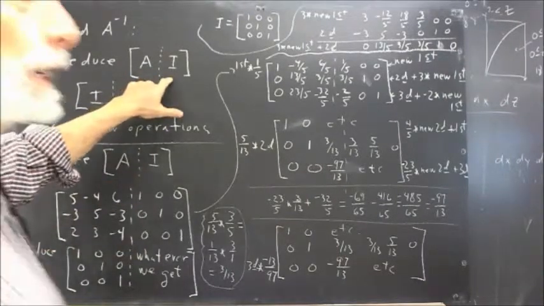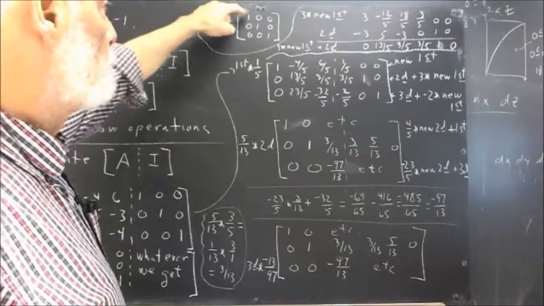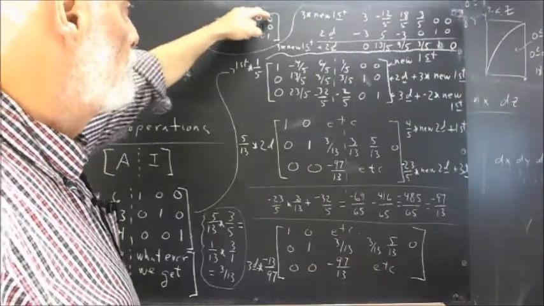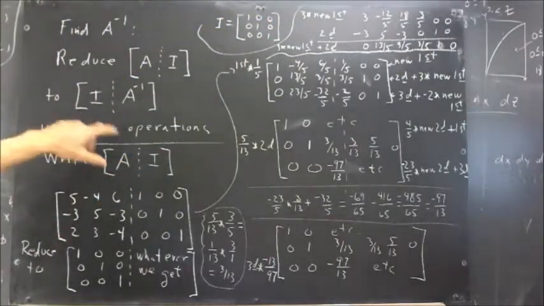Now, what do I mean by the identity matrix? Let's make sure the identity matrix is just the matrix that has ones on the main diagonal and zeros everywhere else. So we want to do that.